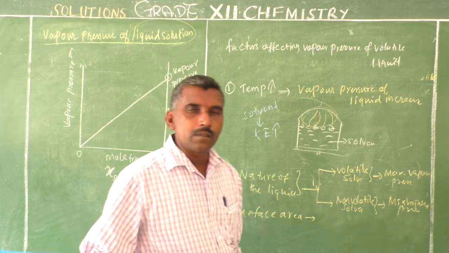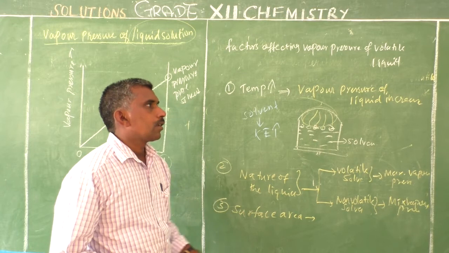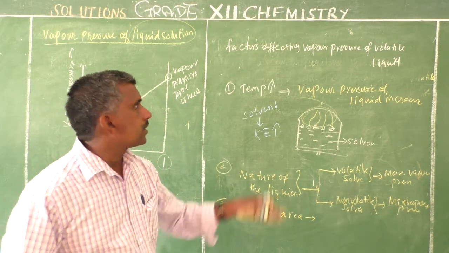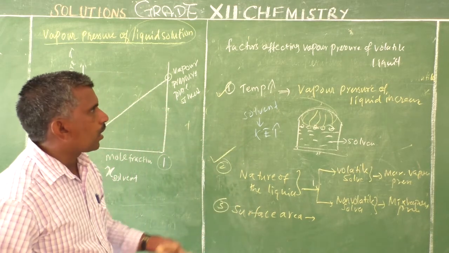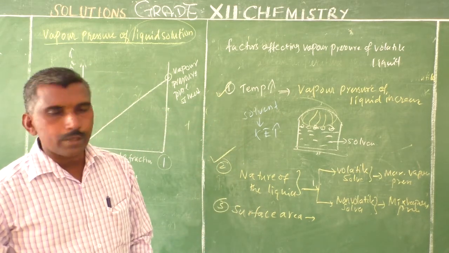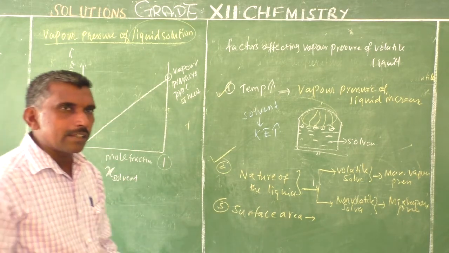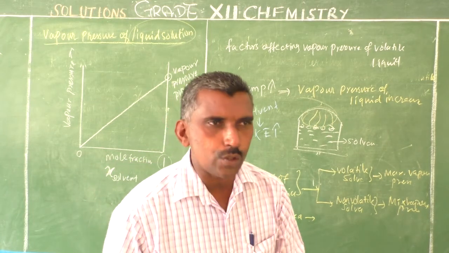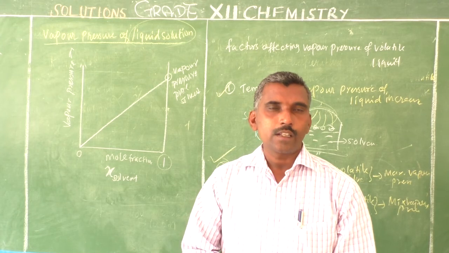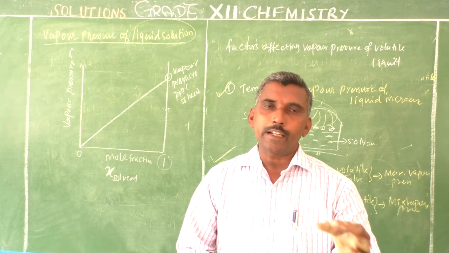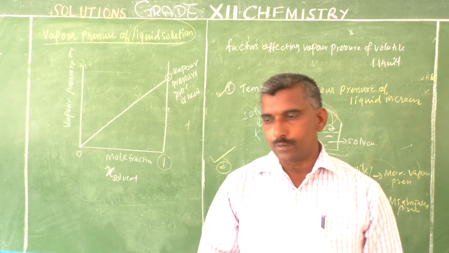With more surface area, solvent molecules escape more easily from the system, so the vapor pressure of the liquid is higher. These are the factors affecting the vapor pressure of a volatile liquid, mainly the first two, though the third also affects it. Now Raoult's law deals with a solid solute dissolved in a solvent: the vapor pressure of the solution is directly proportional to the mole fraction of the solvent.